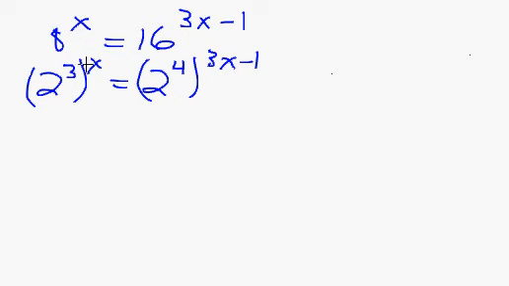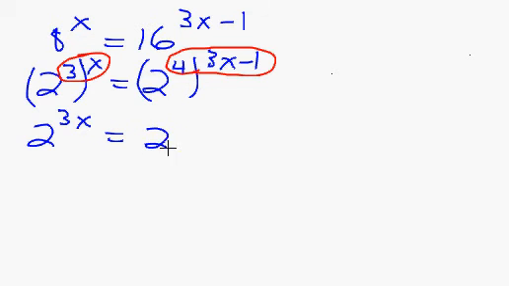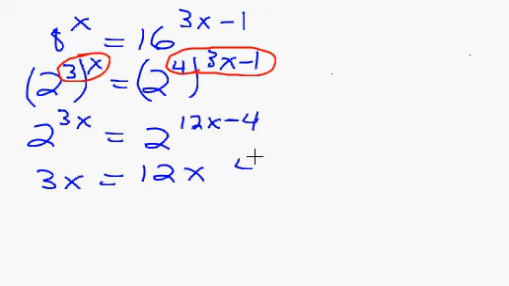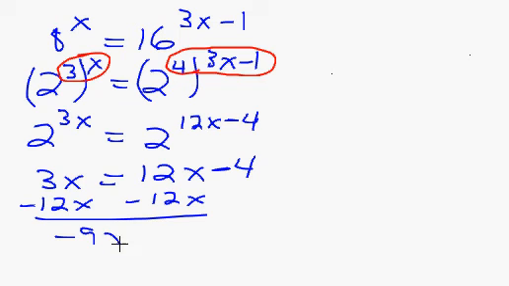Using the rules of exponents, I need to multiply these two exponents together, power to a power. So I get 2 to the 3x equals 2 to the 12x minus 4. You have to distribute that 4 to both of those terms. Now I've got a situation where the bases are equal, so I can just set the exponents equal to each other. So 3x equals 12x minus 4. Now I solve for x. So I'm going to subtract 12x from both sides, which will give me negative 9x equals negative 4. Divide by negative 9.